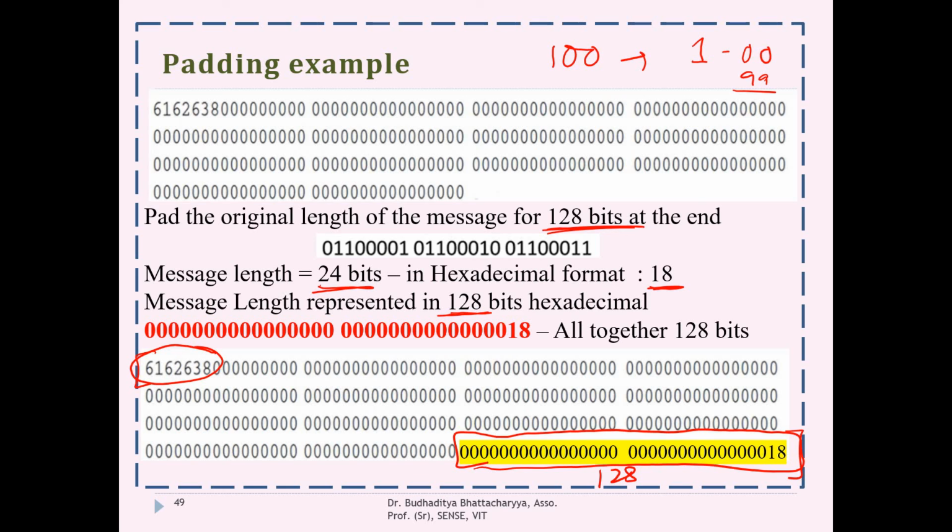So basically, whatever the length of the original message, we have the padding and then the mandatory representation of the 128 bits of the original message length. This particular example shows that.